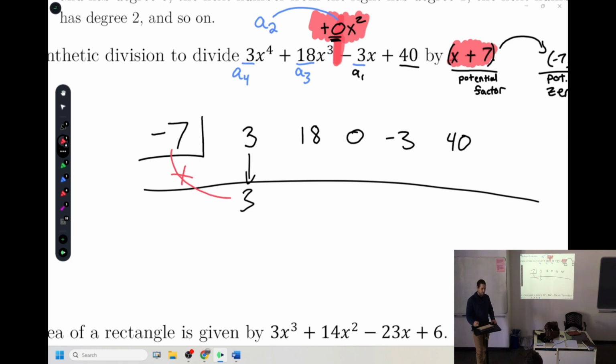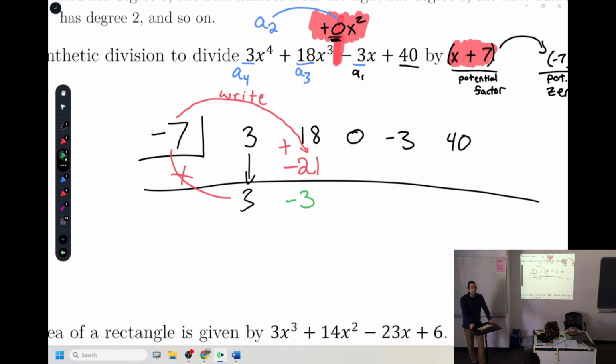We're going to multiply in this rainbow pattern, right? 3 times -7 is, we're going to write it right there. So we multiply, we write, and then what do we do with those two numbers? We add them. 18 plus -21 is, and I'm going to change my color. Cool? Now the green section. I guess I could have made that whole row red. -3. Now the blue section. Multiply.